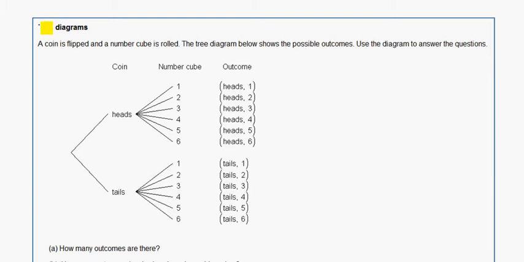In this problem, we are working with tree diagrams. A coin is flipped and a numbered cube is rolled. The tree diagram below shows the possible outcomes. Use the diagram to answer the questions.